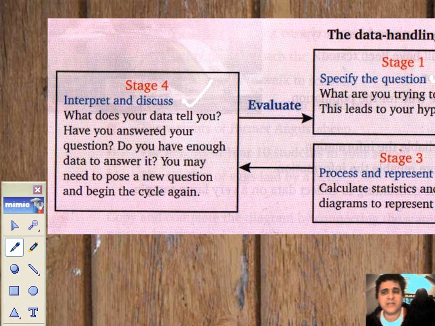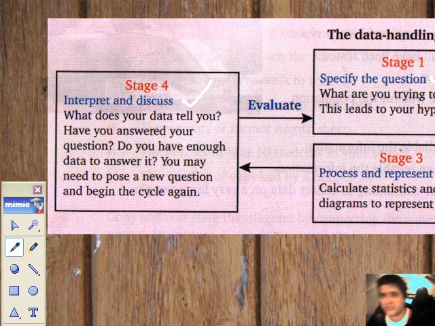Stage 3, you need to present your data in a way that's meaningful, and you need to process your data. There's no point having pages and pages of numbers all over your book. You just need to do something with it so they can attempt to answer your question, whatever you specified in stage 1. So processing means you need to calculate some statistics and use diagrams to help you represent the data very clearly. Now, calculations are usually things like means or modes or medians or ranges. You know, at this level, that's what we're looking at here. Grade D, so mode, median, mean and range is the kind of stuff you're looking at.